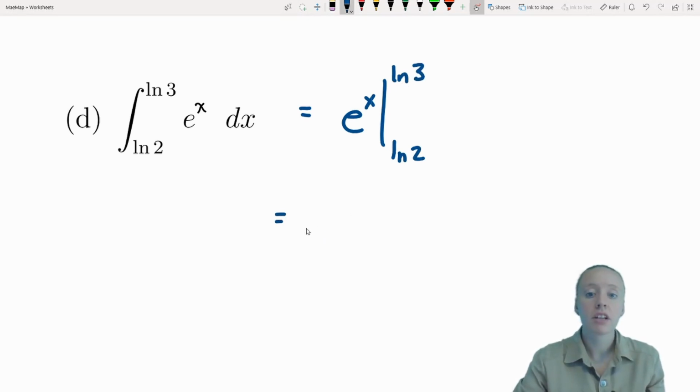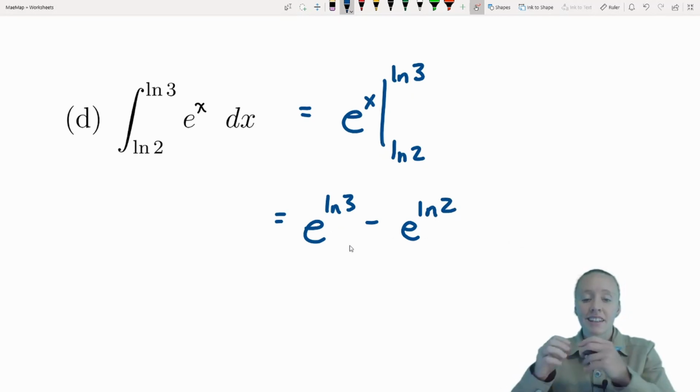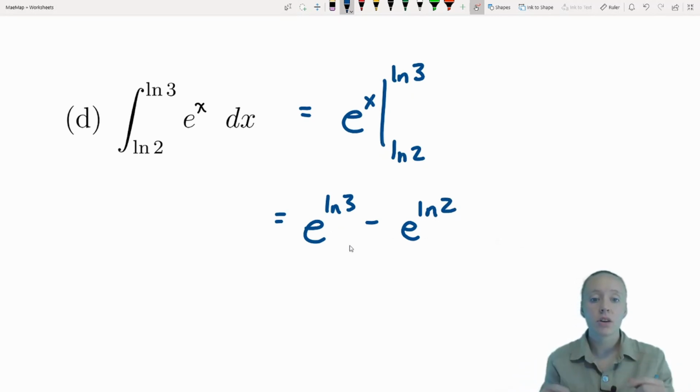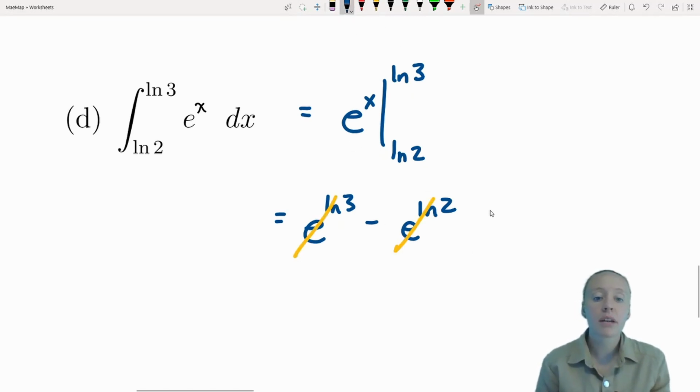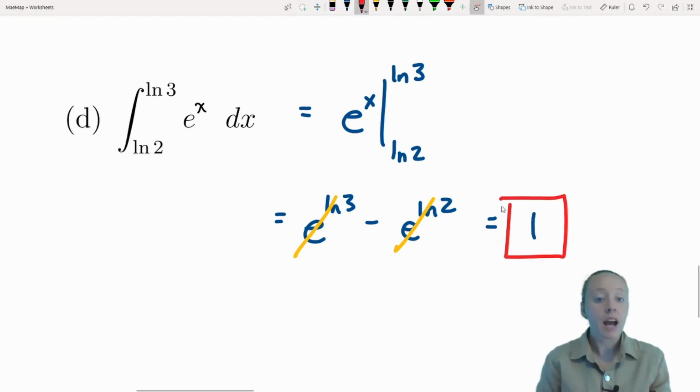Plugging in my upper bound, e to the ln of 3 minus, plugging in my lower bound, e to the ln of 2. Remember, e and ln, those functions are inverses of each other. So e to the x is the inverse of ln of x. Therefore, they will get canceled out to leave me with 3 minus 2, which equals 1. And there we have it.